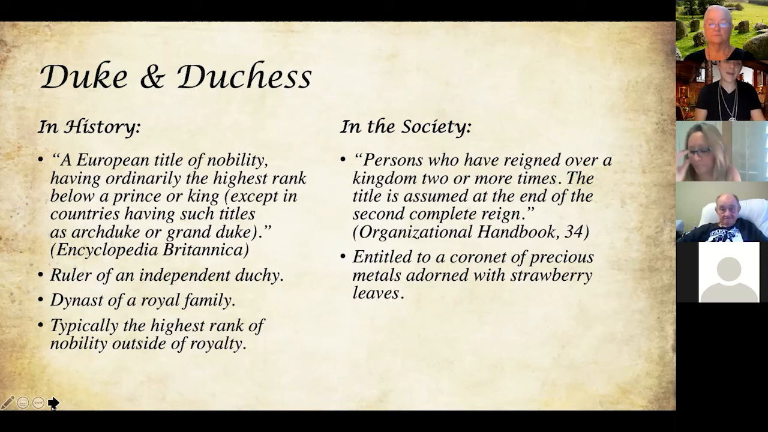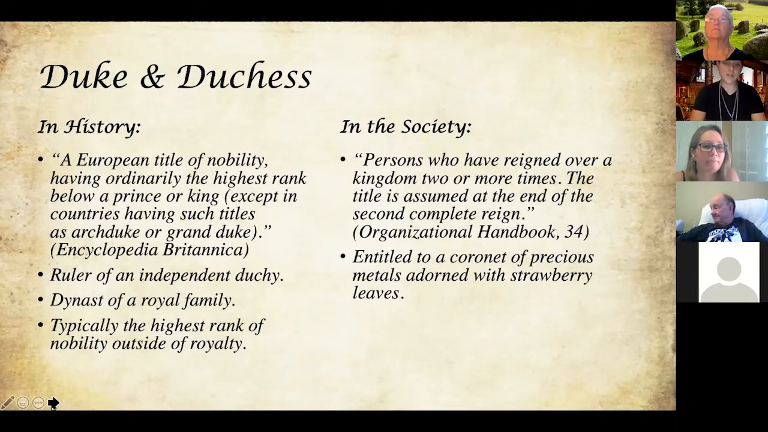However, in the society, because princes and princesses are more ingrained in the popular imagination, we put those on a higher pedestal and give them a higher prominence. In the society, however, we define dukes and duchesses as people who have reigned over a kingdom 2 or more times, and this title is assumed automatically at the end of a second complete reign. The moment a monarch takes that crown off their head for the second time and ends their reign, they get this title. Whether or not it is ever recognized, whether or not there's ever a ceremony, they are free to be a duke or duchess, and they hold that place in precedence forever.